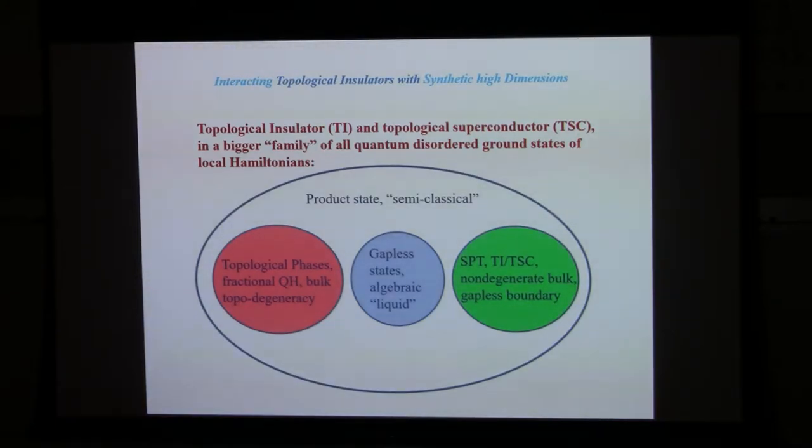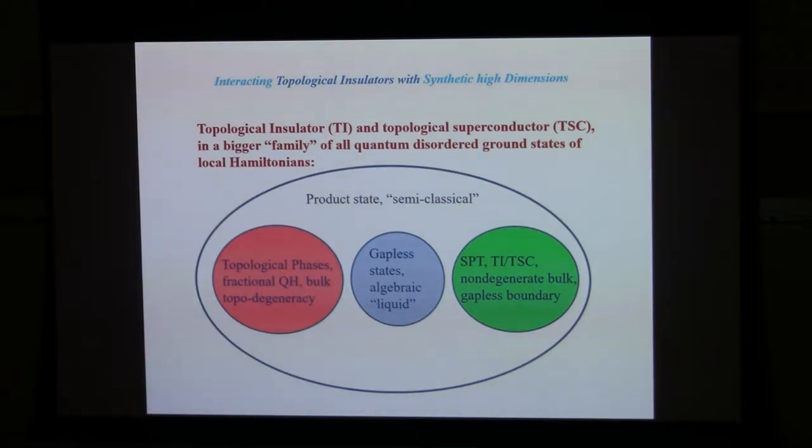It's one example of a quantum disordered ground state. Let's imagine that we consider the ground state of a local Hamiltonian. Most local Hamiltonians will have a ground state which is a direct product state, which means that the global wave function will be the product of a wave function on every unit cell.